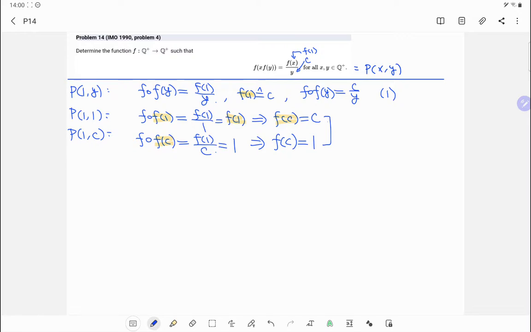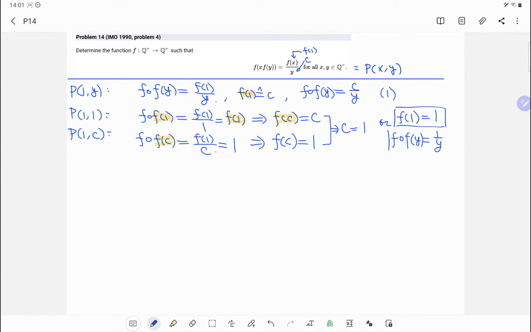So we see that f(c) is equal to c and 1 simultaneously, which means c should be 1. Or f(1) is c, which means f(1) equals 1. So we get a value of this function. And equation 1 can also be rewritten as f(y) equals 1 over y, because c is 1. Okay, so we get a useful property.